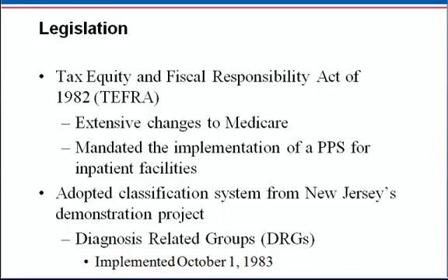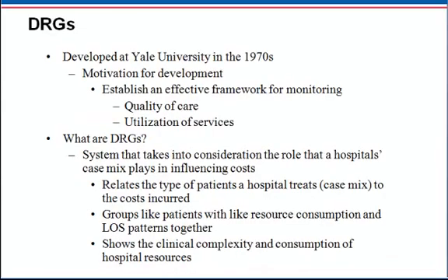The adopted classification system was from New Jersey's demonstration project, and they used what we know as DRGs, or diagnosis-related groups. The implementation date for DRGs in the U.S. was October 1 of 1983. So the DRG system takes into consideration the role that a hospital case mix plays in influencing the costs. So each DRG is assigned a relative weight, or what we call RW.